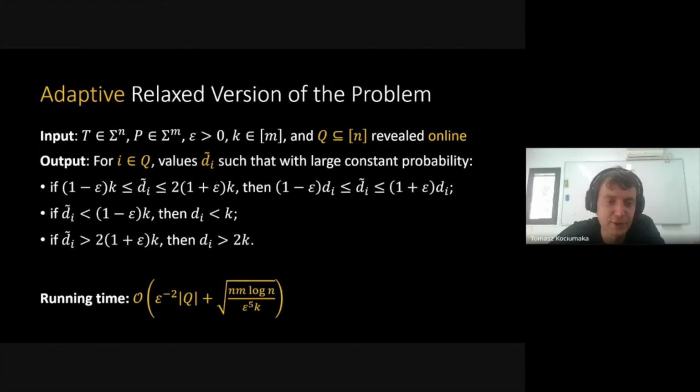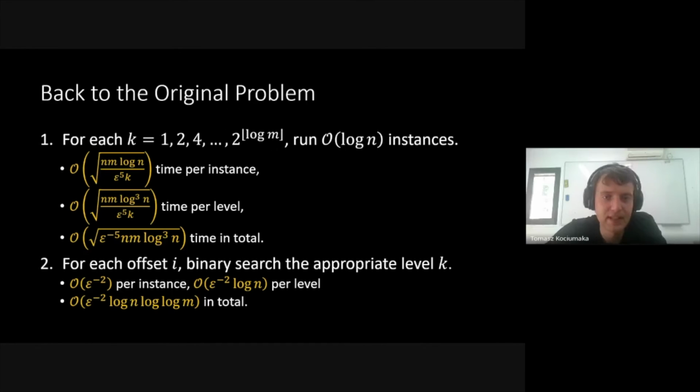And this gives us some hope for beating Karloff's running time for the whole original problem of approximate text-to-pattern Hamming distances. And that's exactly what we do. Namely, we have the same reduction, essentially. So we still have logarithmically many levels k, and each level has log n instances to boost error probability. So the second term in the running time, which is this one, is still the same, but the improvement happens in the first term.